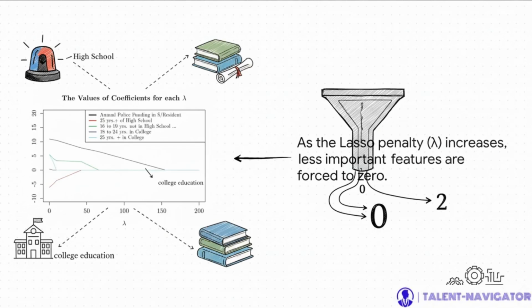And you can see it happening in real time right here. As we crank up that penalty, that's the lambda value on the bottom axis, lasso just starts automatically pushing the coefficients for less important variables down. Watch how the line for things like college education gets squashed until it hits zero and vanishes from the model. It's like automatic spring cleaning for your data.